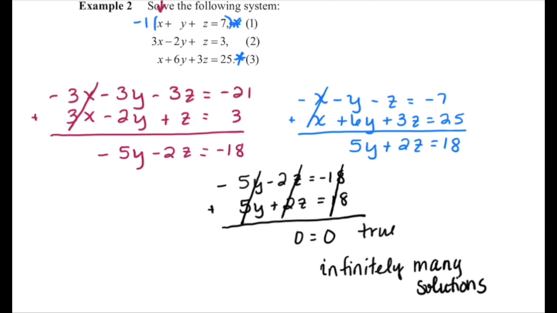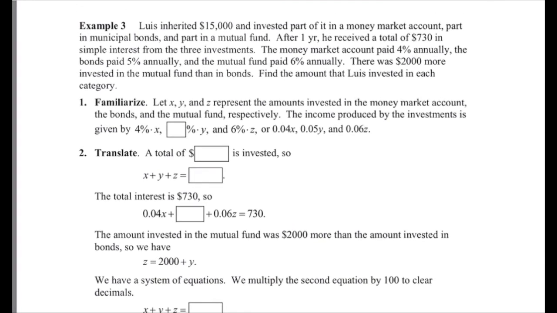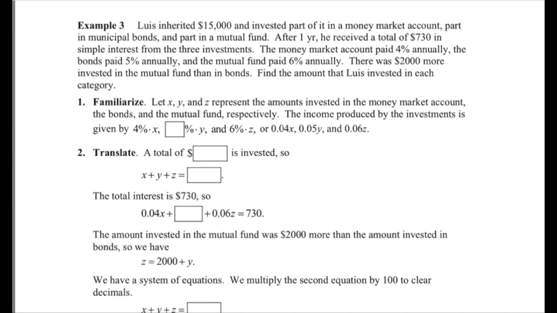Let's take a look at an application problem. We inherited $15,000 and we're going to invest it in a money market account, a municipal bond, and a mutual fund. After 1 year, we received $730 in simple interest from the three accounts. The money market account paid 4% annually, the bond paid 5% annually, and the mutual fund paid 6% annually. We also know that there was $2,000 more invested in the mutual fund than in the bond. How much was invested in each category?